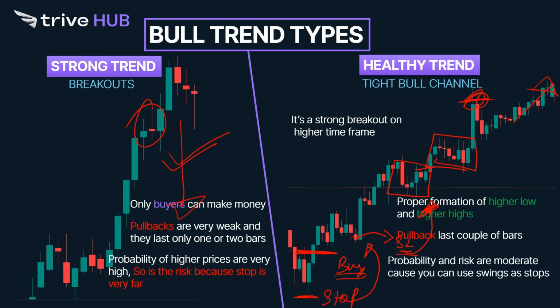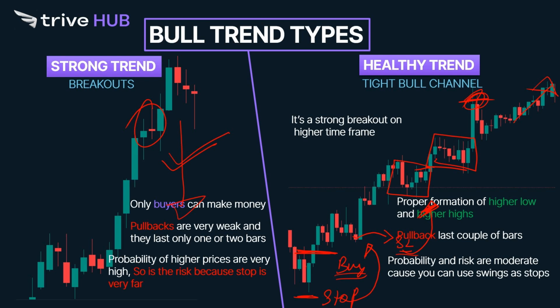Alright, and the probability and risk are moderate, because you can use swings as stop loss, as we have discussed. When a healthy trend is going on in the market, it gives you a reasonable probability that it will last longer. It can persist into the future also, as market participants perceive it as a good opportunity to go long here. Sellers cannot make that much money in this bullish uptrend because the pullbacks are very slow and very small, but scalpers can make a few points here.